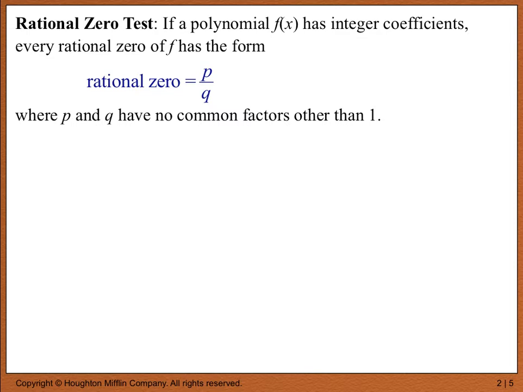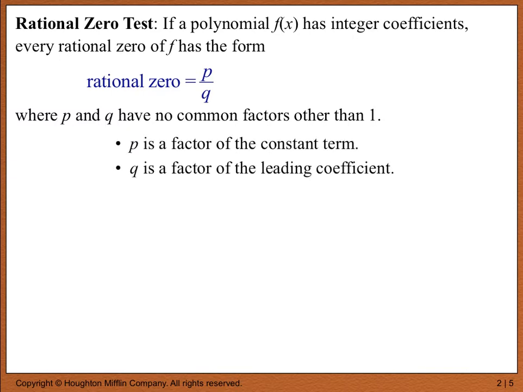If a polynomial f of x has integer coefficients, every rational zero of f has the form p over q, where p and q have no common factors other than 1. Now, what are p and q? P is a factor of the constant term, and q is a factor of the leading coefficient. Now, this probably doesn't make sense yet, and hopefully you're writing it down because we'll need to refer to it. But everything will become clear when you see the specific examples.